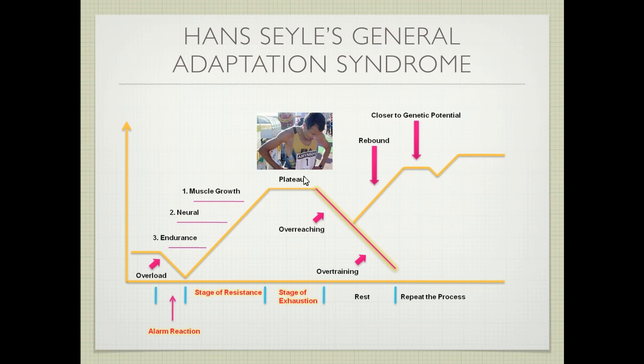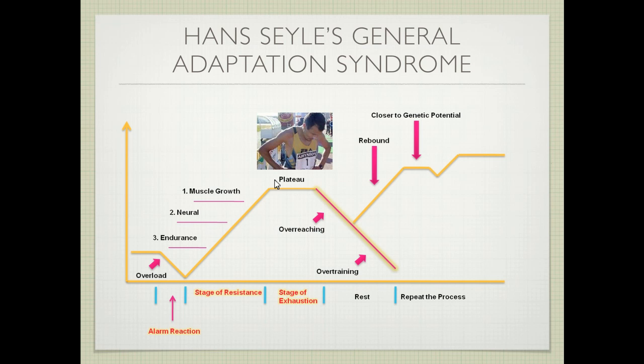Another reason you might hit a plateau is because you're not changing it up enough. According to the biological law of accommodation, a biological object's response, in this case a human's response to a given training stimulus, decreases over time if that training stimulus remains unaltered. So basically, if you don't change a training stimulus, you don't enter the alarm reaction phase, and therefore you don't enter the stage of resistance.